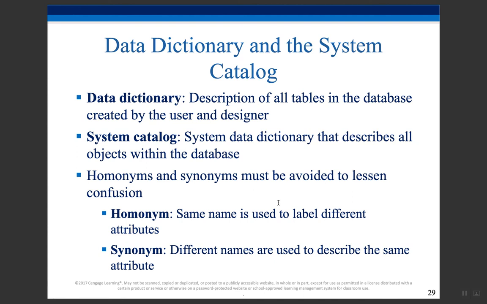So the data dictionary is really a tool in the DBMS which enables us to track everything. Right? It describes all the tables. It uses a catalog of all the different tables, what they are, what the fields are, and what the relationships are, all maintained within the data dictionary.